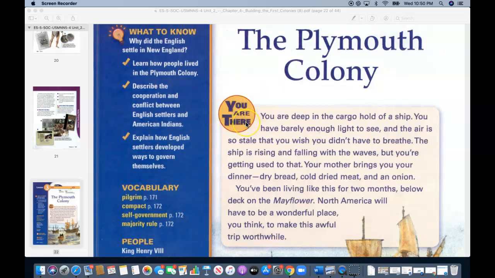You are there. You are deep in the cargo hold of a ship. You have barely enough light to see, and the air is so stale that you wish you didn't have to breathe. The ship is rising and falling with the waves, but you're getting used to that. Your mother brings you your dinner: dry bread, cold, dried meat, and an onion. You've been living like this for 2 months, below deck on the Mayflower. North America will have to be a wonderful place, you think, to make this awful trip worthwhile.